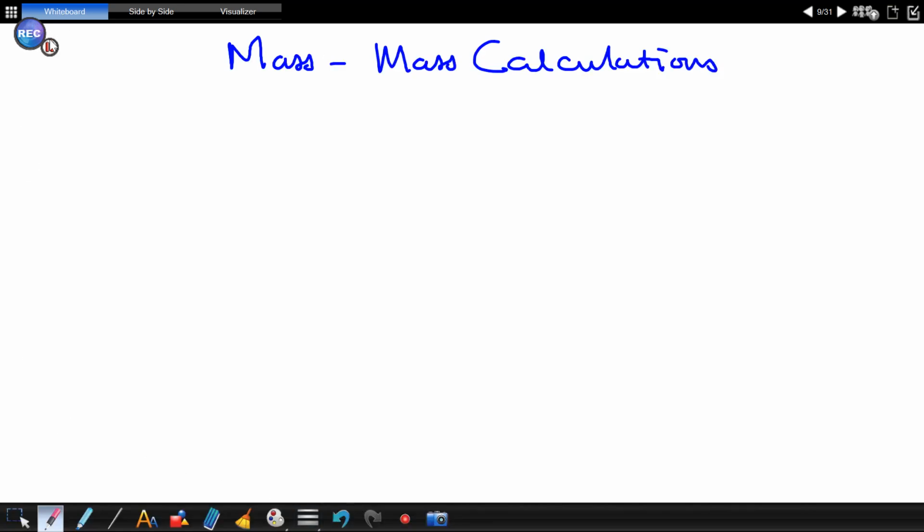Right, let's move. I want to do two more. So the one is the mass calculation and the other one is the mass-volume calculation. I think we did. Yes, this is what you've been doing.